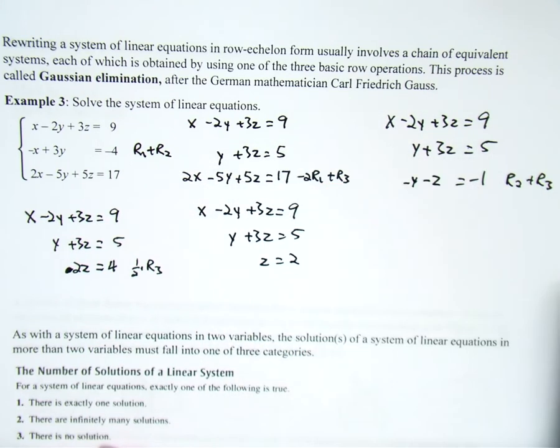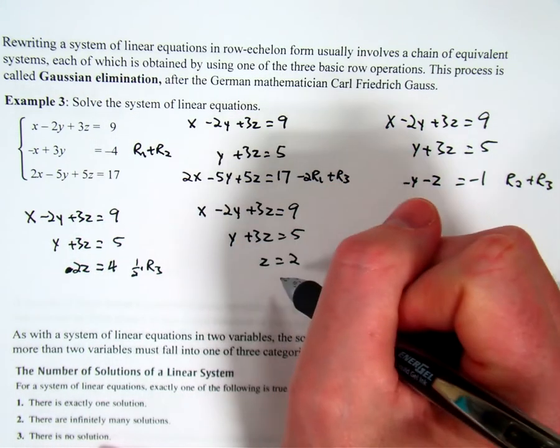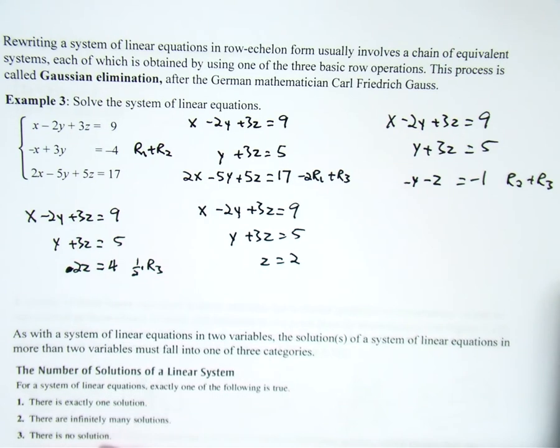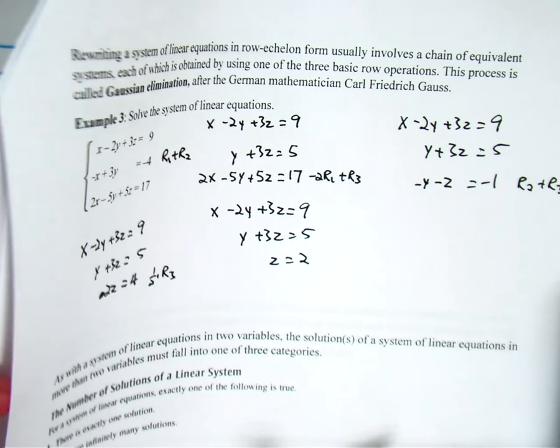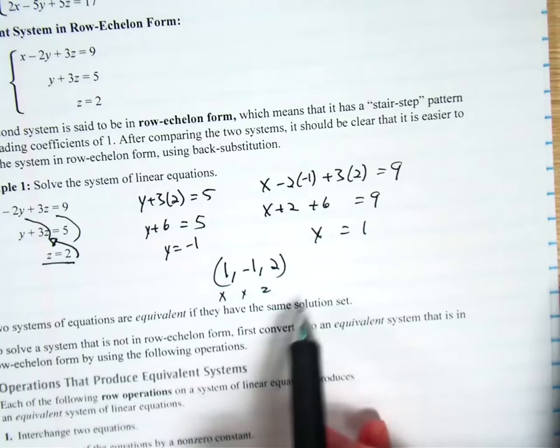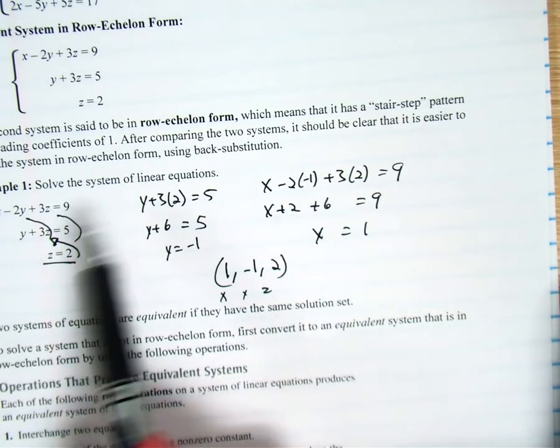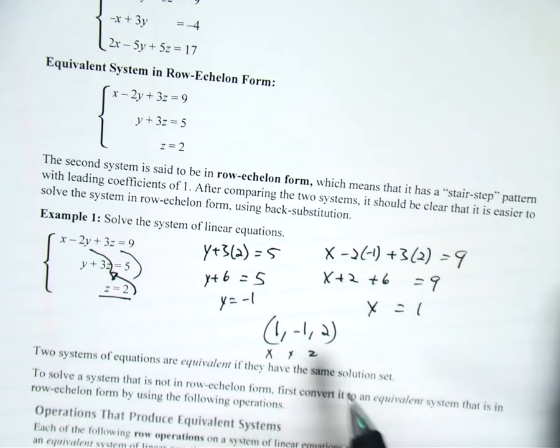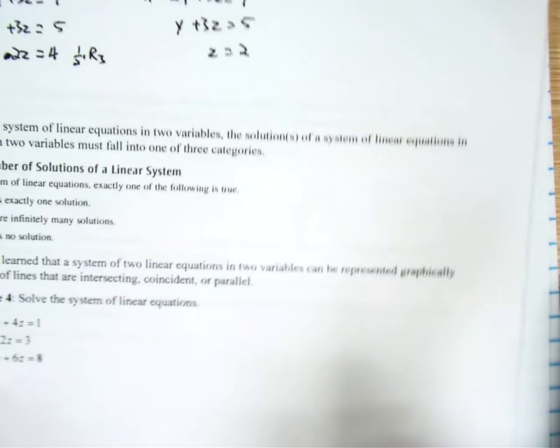And now, do you recognize this? We should be back to where we were in example 1. We're back to where we were in example 1. So we're not going to solve it again. Okay, we already did that back substitution. This should be exactly the same as we had over here. And we should get 1, negative 1, 2.